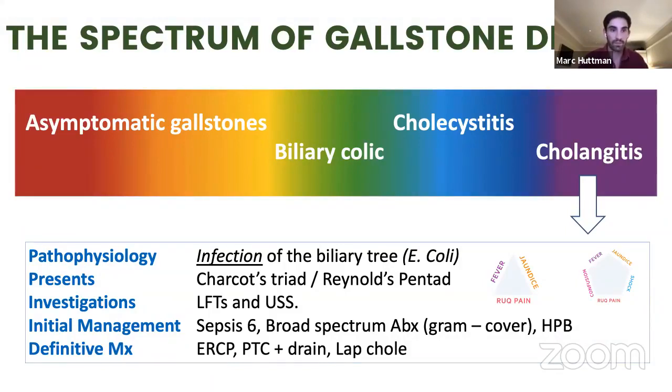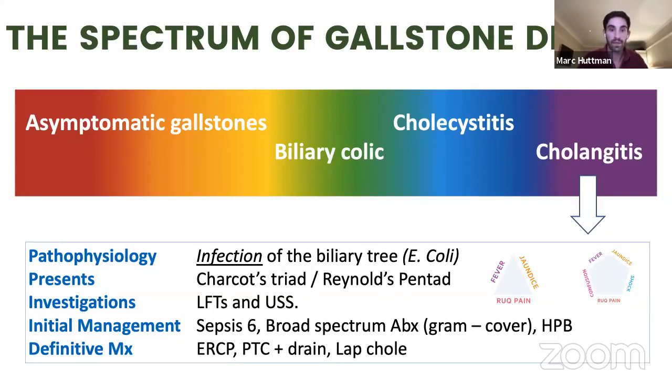So the last one on the spectrum is cholangitis. This is when you have infection of the whole biliary tree. And it's most commonly E. coli, which makes sense because in the same way that UTIs are most commonly E. coli coming from the intestinal tract up through the urethra into the bladder, this is E. coli coming from the intestinal tract up the biliary tree and causing infection. And that usually happens when there's stasis, so there's stagnant bile, and therefore the E. coli can travel up and cause it to become infected.